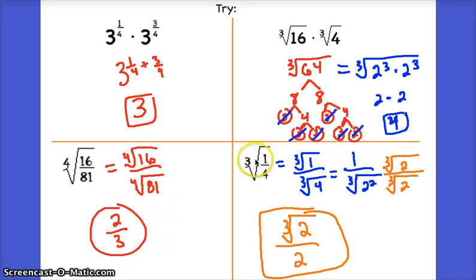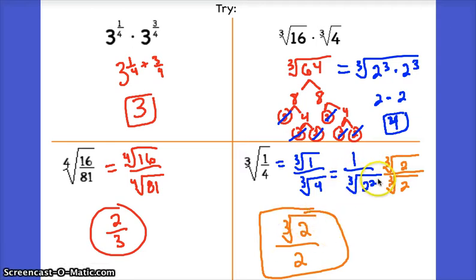And the last one, the third root of 1 is 1, but the third root of 4, unfortunately, is not a nice number. So if we take 4 and break it up into its primes, 2 squared, basically I need another 2 to make that a set of 3, to make it a clean 2 on the bottom. So I put a third root of 2 on the bottom and a third root of 2 on the top.